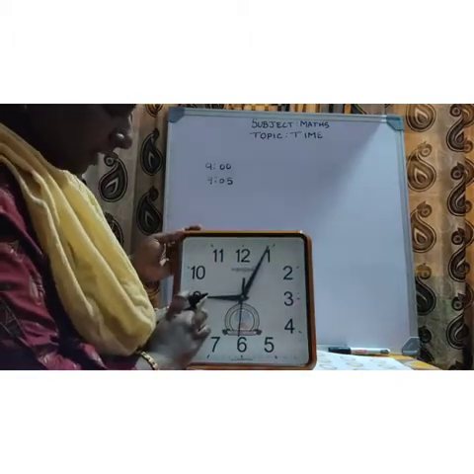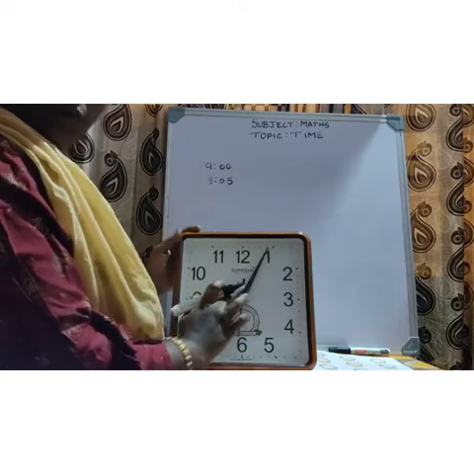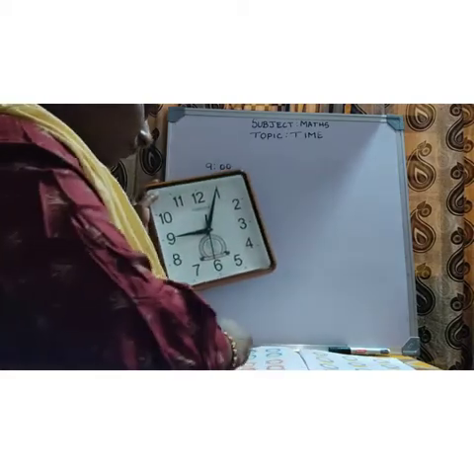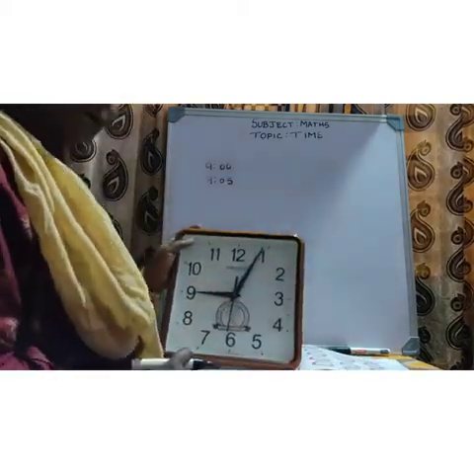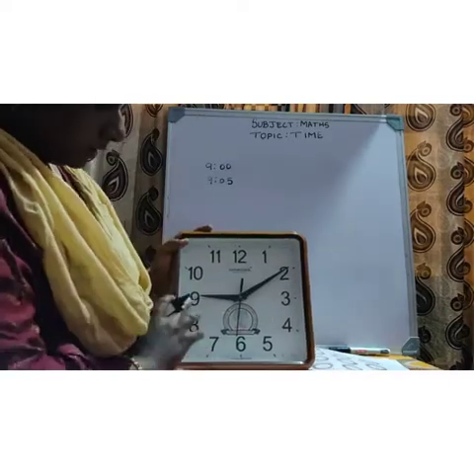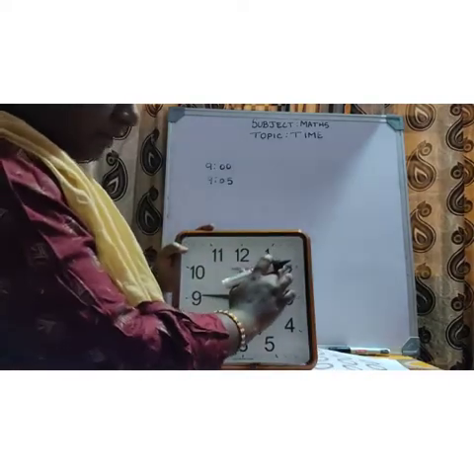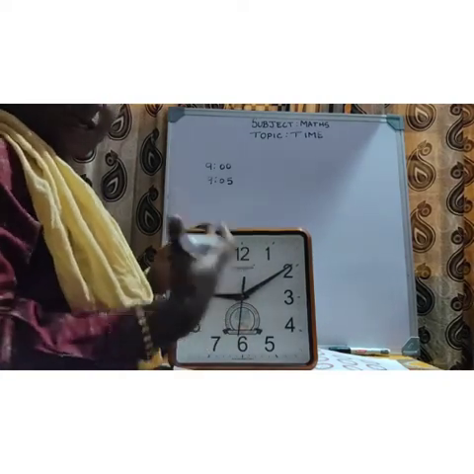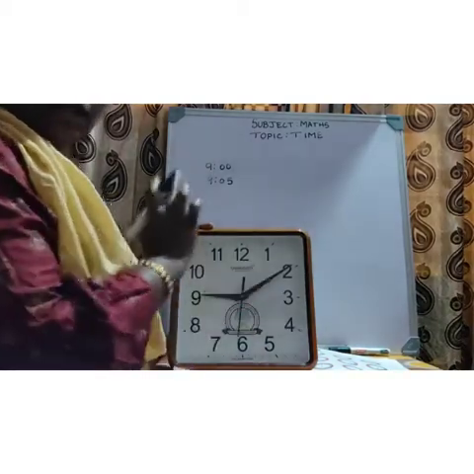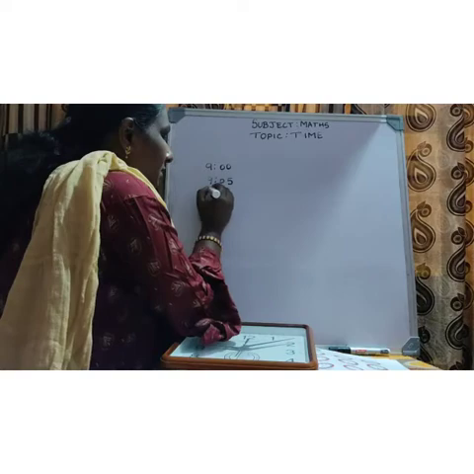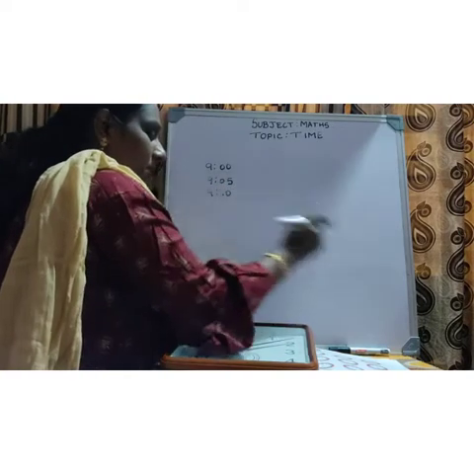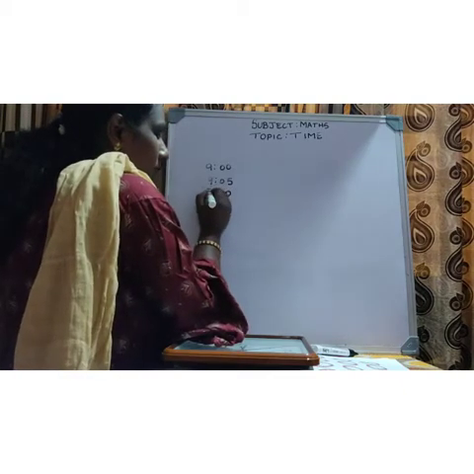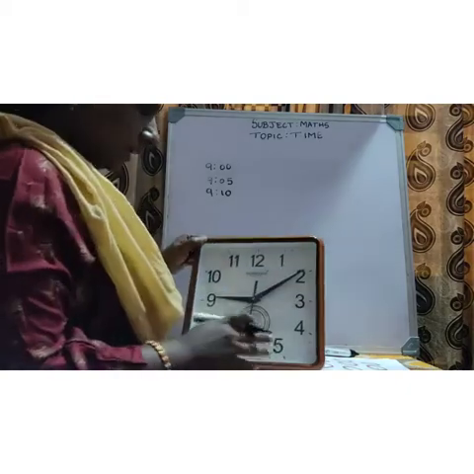If the hour hand is at 9 and the minute hand is at 1, what is the time? It is 9 hours 5 minutes. You can tell it as 9:05. Okay, so the next is the hour hand is at 9 and the minute hand is at 2. 2 means what is the time? Minutes, tell me children. It is 10. 2 5s are 10. So it is 9:10, 9 hours and 10 minutes.